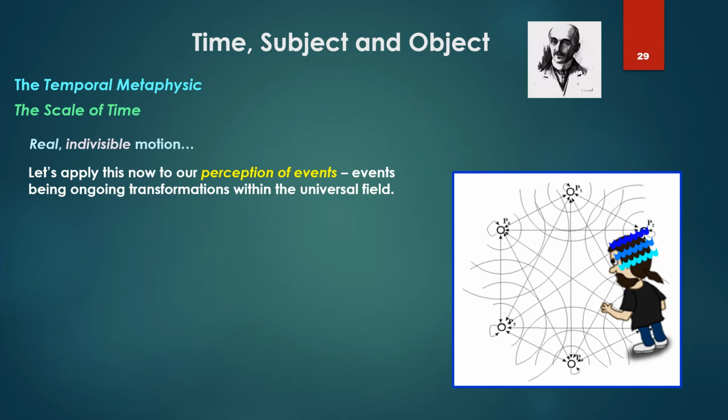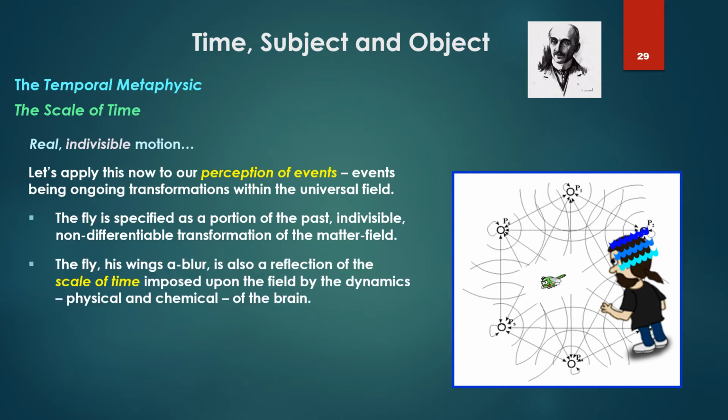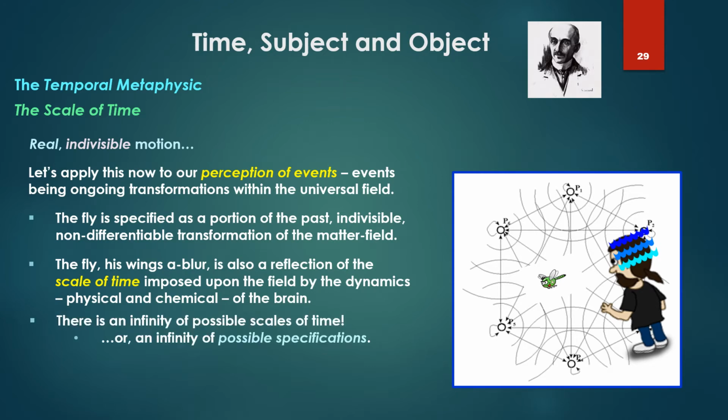So let's apply this now to our perception of events, that is, events being ongoing transformations within the universal holographic field. The fly is specified as a portion of the past, indivisible, non-differentiable transformation of the matter field. The fly as wings of blur is also a reflection of the scale of time imposed upon the field by the dynamics, physical and chemical, of the brain. There is an infinity of possible scales of time here, or an infinity of possible specifications.